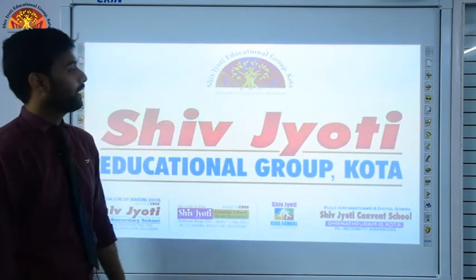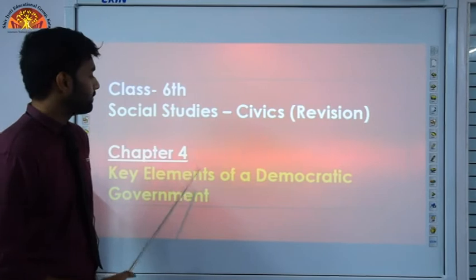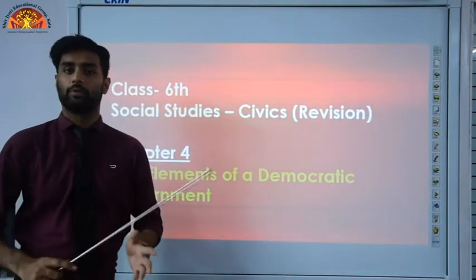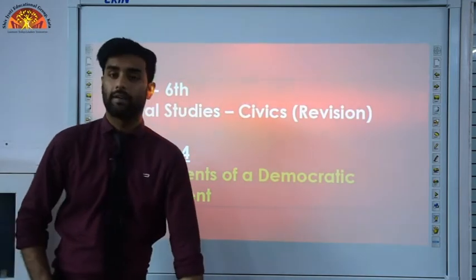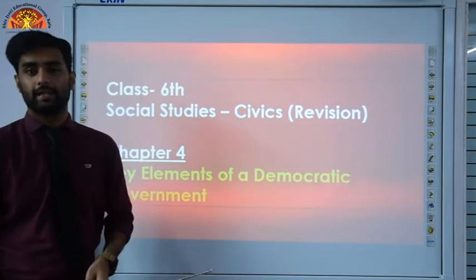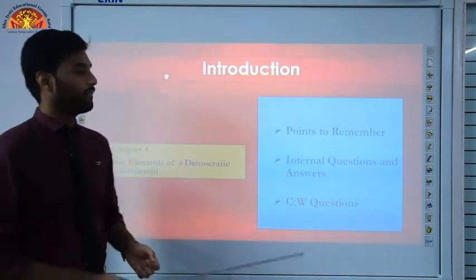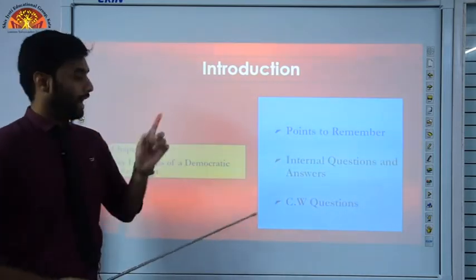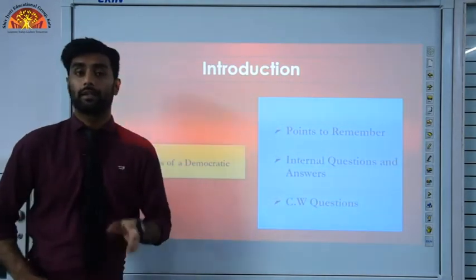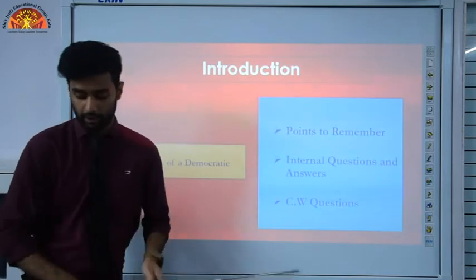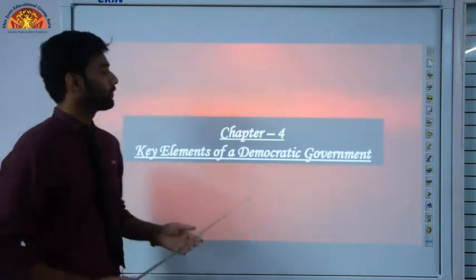Now students, today we are revising our last chapter of civics, that is chapter number 4, key elements of a democratic government. We will be doing a thorough revision of this chapter. So please open your civics book on page number 35. Keep your pencil in your hand as well, because like always, we will be marking internal questions and answers after we have discussed the points to remember. Then finally we will move on to our copywork question. So students, if you have not done your copywork, then please do so, because the questions will be coming in your exams. So students, let us begin chapter number 4, key elements of a democratic government.